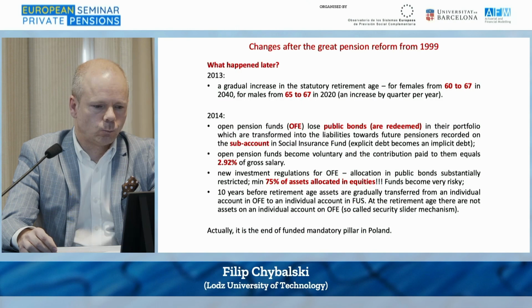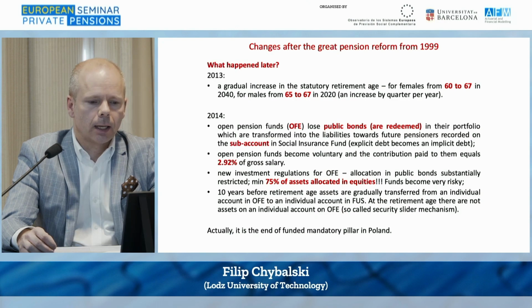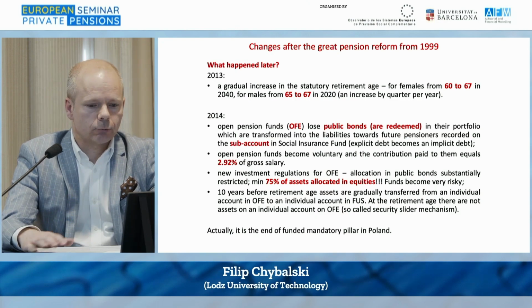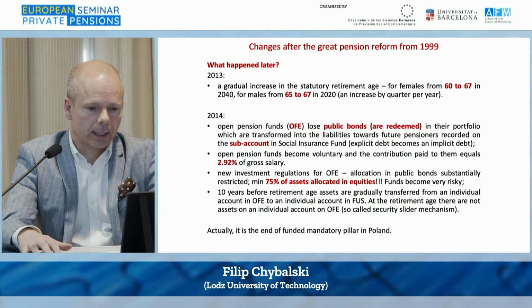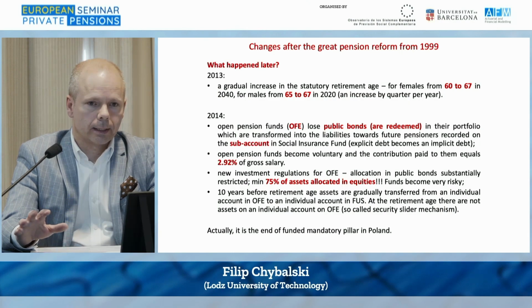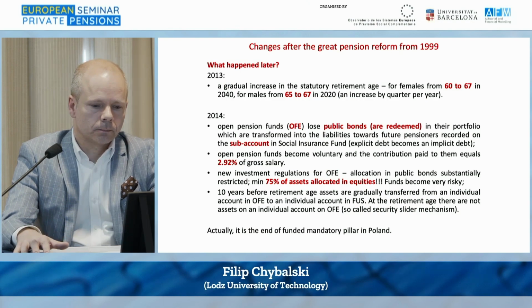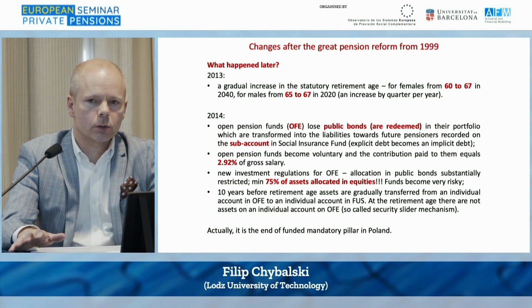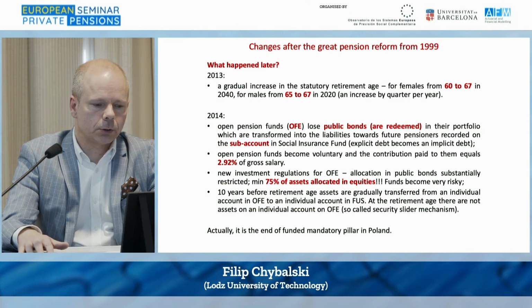What else? Open pension funds in 2014 lost public bonds. Public bonds were redeemed, so they disappeared, and, let's say, their value was recorded on the sub-account in the first pillar. You know, explicit debt was replaced by an implicit debt. Open pension funds became voluntary, and the contribution paid to them equals today 2.92% of gross salary.